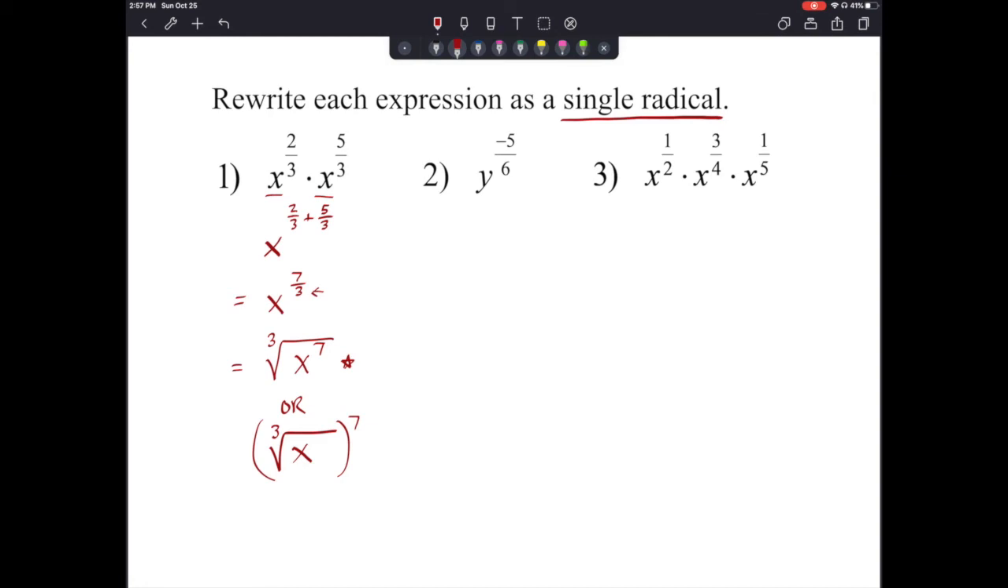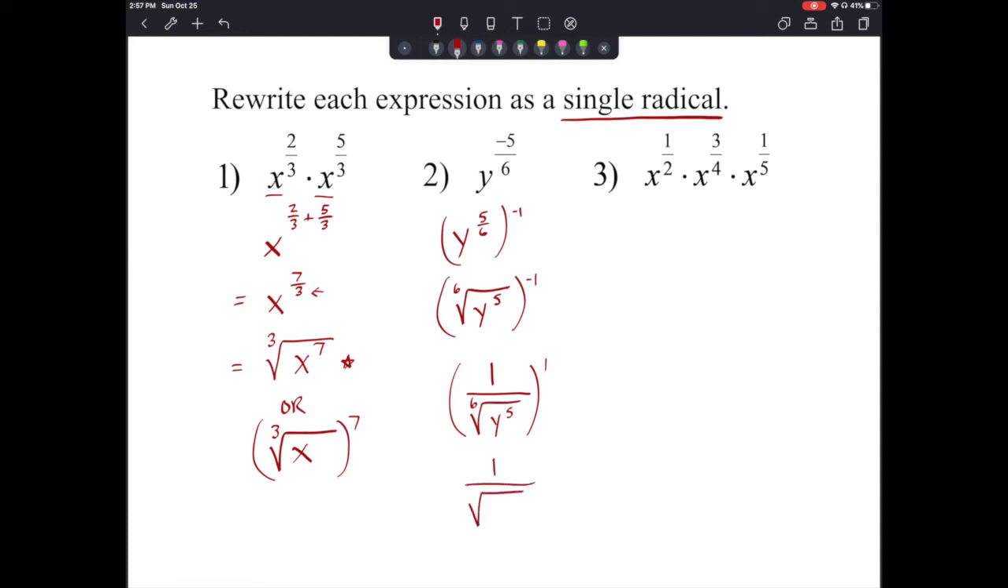Let's go with number 2. I have y to the negative 5/6. So let's just pull that negative and put it out here for the moment. I know that y to the 5/6 is going to be saying the 6th root of y to the 5th. And if I'm raising that to the negative 1st power, since it's my base, it will move to our denominator and say 1 over the 6th root of y to the 5th. And now it's all to the positive 1st, right? So we'll just keep it as 1 over the 6th root of y to the 5th.